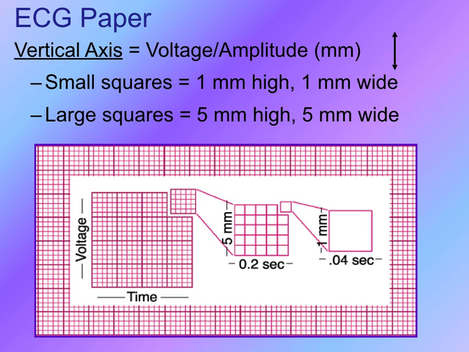It's 5 by 5. So when we're looking at the vertical axis or voltage amplitude, each tiny little box is 1 millimeter by 1 millimeter. The large square then would be 5 millimeters by 5 millimeters, and so on. This is used to depict ST elevation and ST depression. It's a voltage reading, and we will be looking for things to be above or below the baseline.